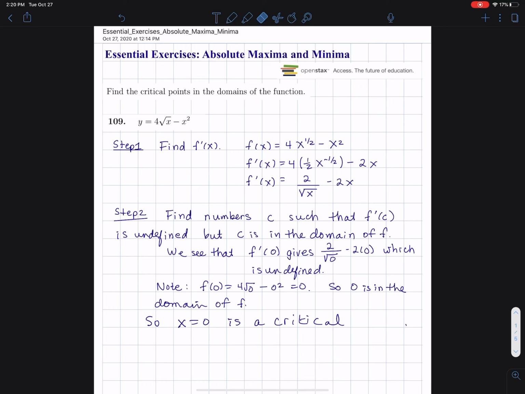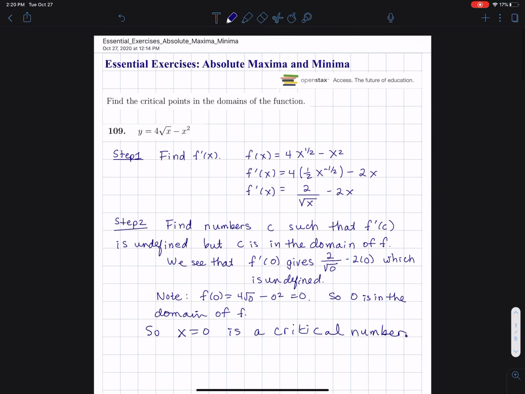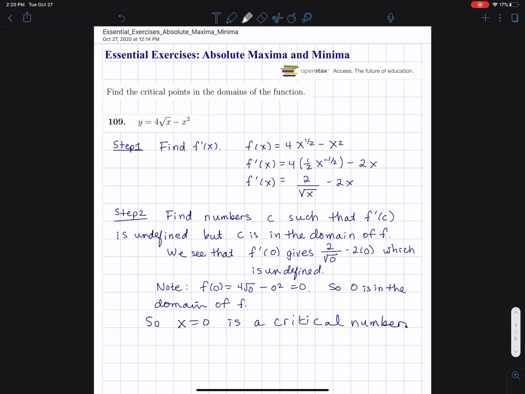And by the way, if I had not written the derivative in the form that I did write it, where I write 2 over square root of x, I might have missed the idea that 0 is not in the domain of f prime. Because if I just write 0 to the negative 1/2, I know that that's undefined, but it could be something that's missed. All right, so we have that one.